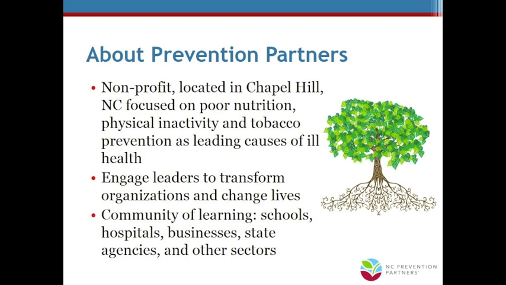For those of you that are not familiar with Prevention Partners, I wanted to take a few minutes and tell you a little about our organization and the work that we do. We are a 15-year-old nonprofit organization based in Chapel Hill, North Carolina, and we primarily work at the state and national levels to address the leading causes of ill health and early death stemming from poor nutrition, tobacco use, and physical inactivity. We work with over 500 organizations across 18 states, with our primary initiatives currently located in North Carolina, South Carolina, Virginia, New York City, and Oklahoma, as well as the children's hospitals across all 50 states. Our community of learning spans a variety of sectors, including schools, hospitals, businesses, and state agencies, and our unique approach works to engage leaders and executive leadership to make fundamental, sustainable changes to the organizational infrastructure to make long-lasting change to change lives, and ultimately making the healthy choice the easy choice.